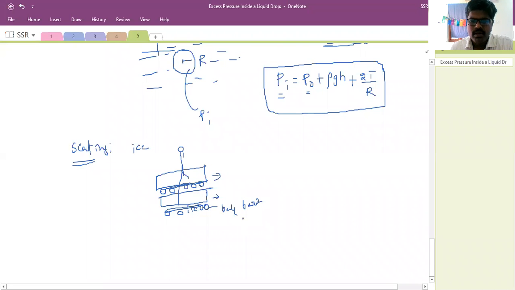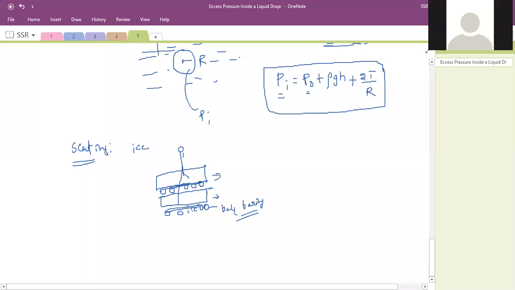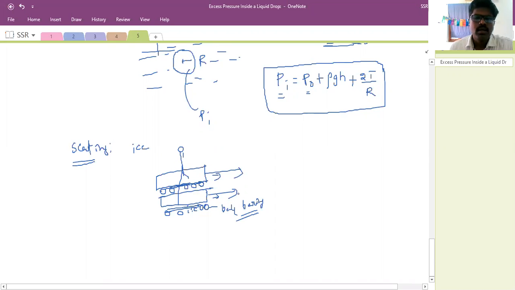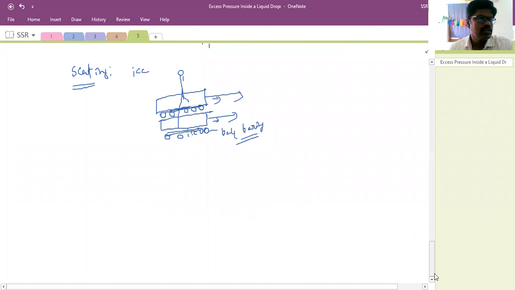Okay. Are you clear on this point? Because of these ball bearings of liquid drops, the skater will easily go forward. So this is an application to understand how the skating phenomenon happens with respect to excess pressure phenomena. Okay. So this is one interesting and important application. So next, based on this, we'll go to certain applications related to soap bubbles or liquid drops.